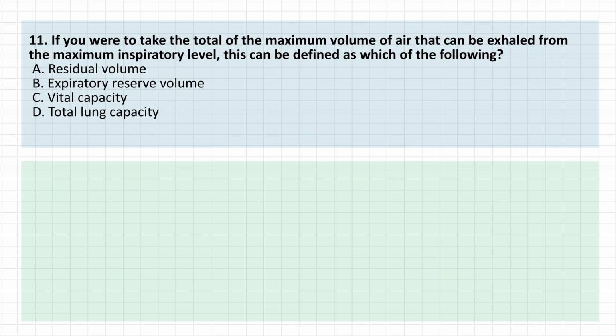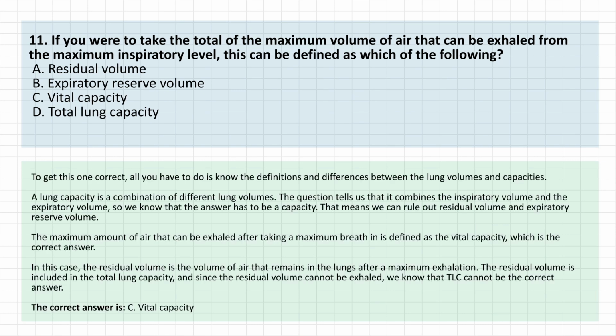11. If you were to take the total of the maximum volume of air that can be exhaled from the maximum inspiratory level, this can be defined as which of the following? A. Residual volume. B. Expiratory reserve volume. C. Vital capacity. D. Total lung capacity. The correct answer is C. Vital capacity.